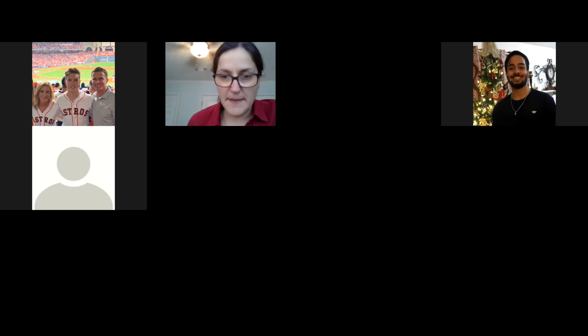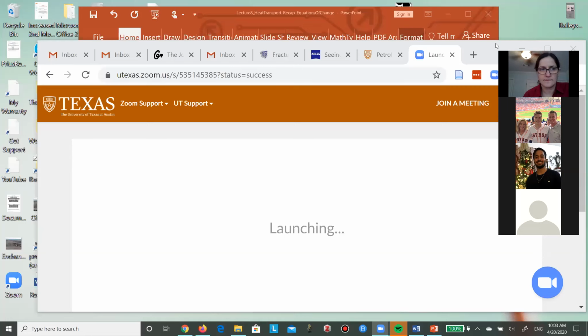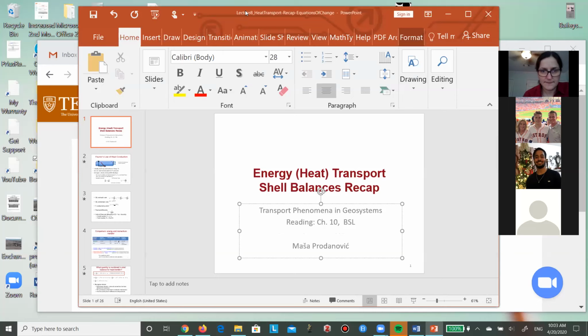Today we are wrapping up heat transfer. Essentially, we're just going to mention what equations of change look like when we actually have change in time. Technically, the way one develops those equations is similar to the shell balance that we've already been working on. Let me share my screen.